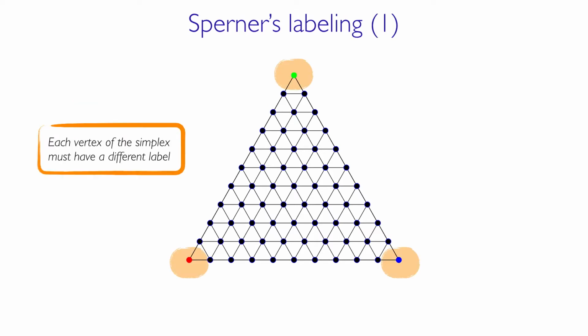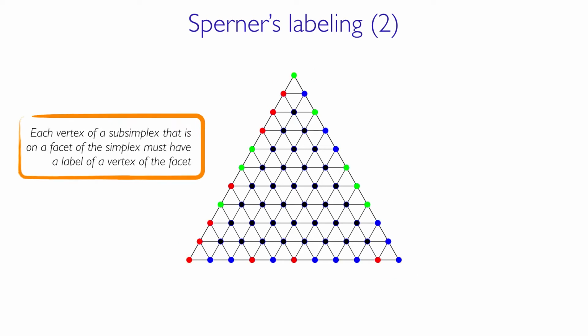The first constraint in the Sperner's labeling is that each vertex of the simplex must have a different color. So in the picture, one vertex is in red, another in blue, and the third in green. The second constraint in the Sperner labeling is that each vertex of a subsimplex that is on a facet of the simplex must have a label of a vertex of the facet.